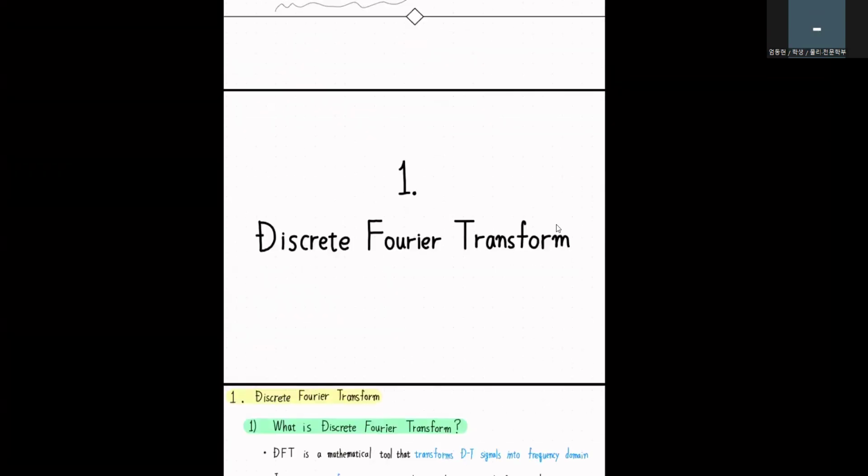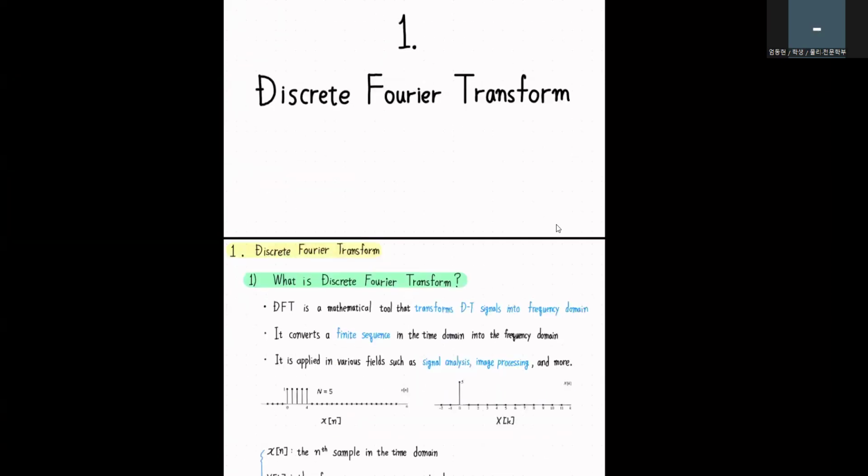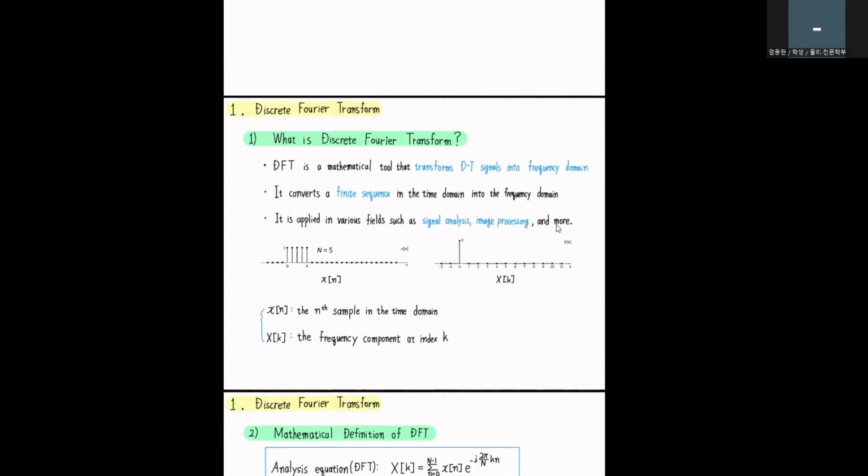So to start with the discrete Fourier transform, the discrete Fourier transform is basically a mathematical tool that transforms discrete time signals into the frequency domain.